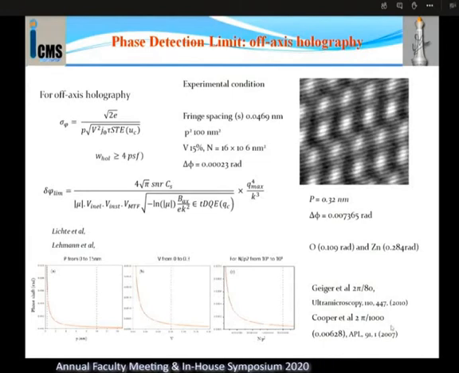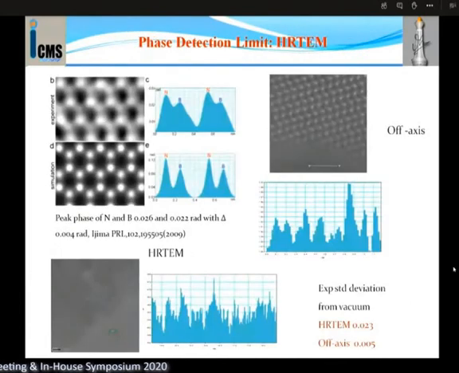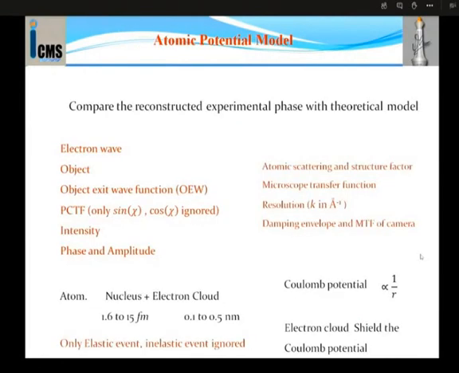Cooper et al. reported 2.5. But none of them have used the double Cs-corrector prism and the aberration-corrected microscope, and their numbers are also not better than ours. The phase detection limit in the case of HRTM is not discussed, except in one paper where the peak phase value of boron nitride was 0.02, 0.022, with a reference of 0.004. Anyway, I'll not go through much on this.